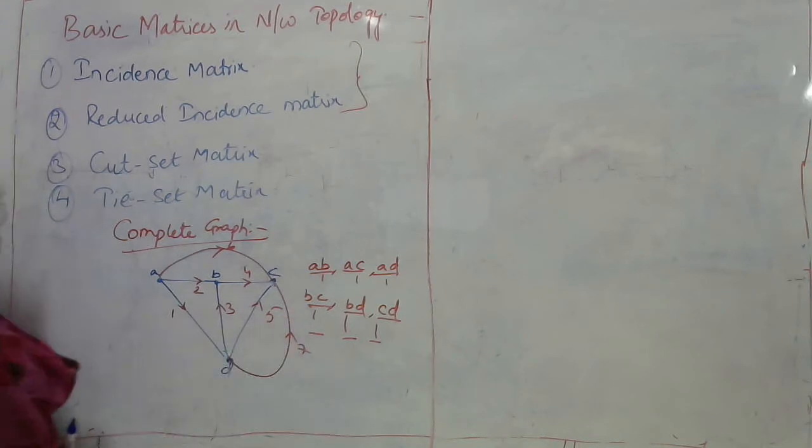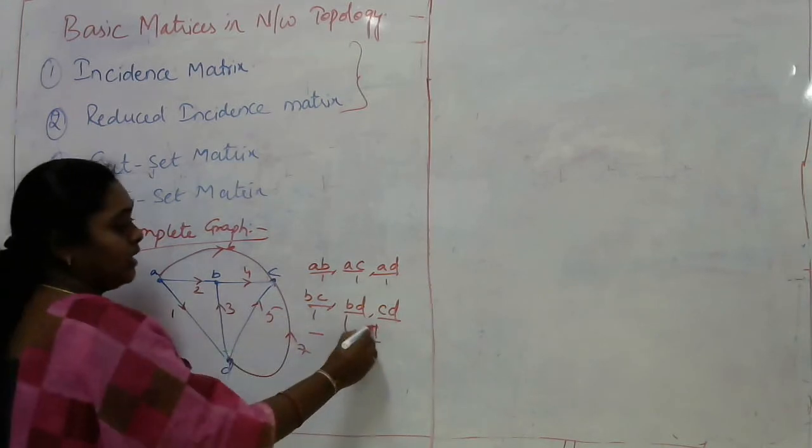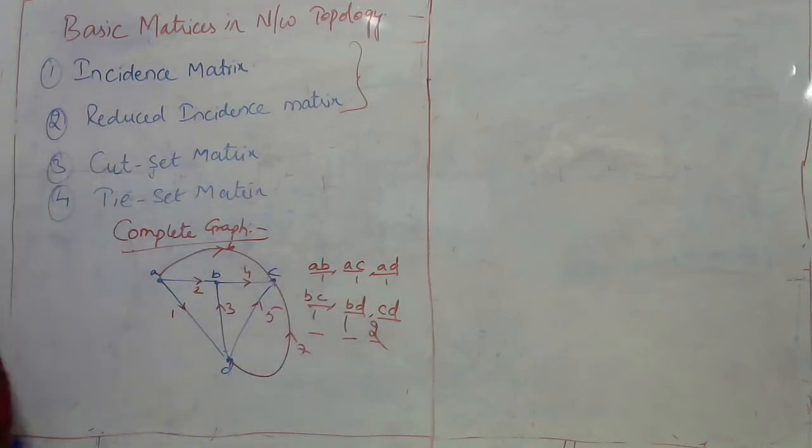Now let me take one more branch in between C and D, which is represented with some branch as 7. So in between C and D, I am having two branches. So then such a graph is called an incomplete graph. When we say a particular graph is a complete graph, in between each and every individual node pair there must be only one branch.